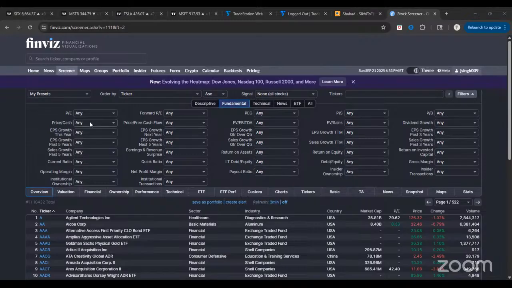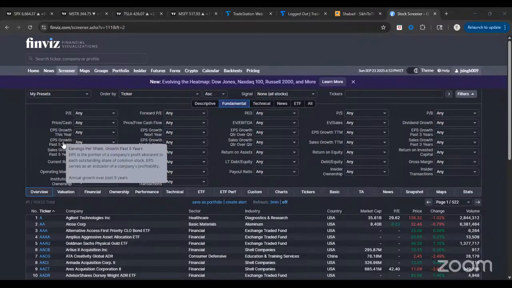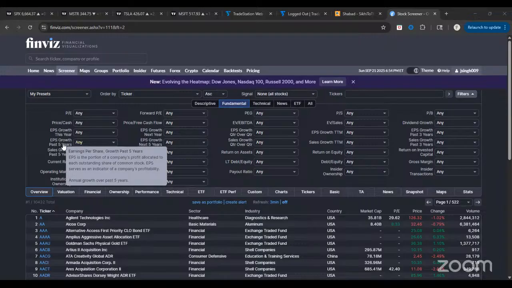All right, let's see what else. EPS growth past 5 years. EPS is the portion of a company's profit allocated to each outstanding share of common stock. Did you understand all of that? No? Okay, there is a word: it says company's profit. Just focus on that. Whatever you understand, that's good enough.